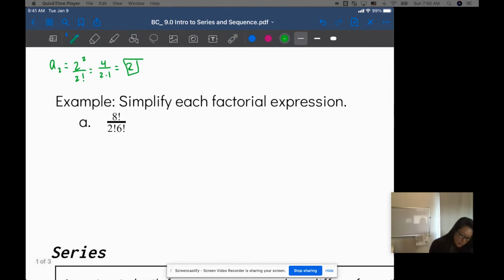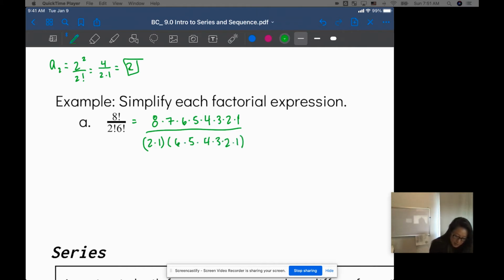All right, so let's practice a little bit with factorials. We just want to simplify these. So 8 factorial over 2 factorial times 6 factorial. I'm going to go ahead and expand them, though you probably are going to get the gist after we do this. So 8 times 7 times 6 times 5 times 4 times 3 times 2 times 1 over 2 times 1 times 6 times 5 times 4 times 3 times 2 times 1. And we see that the only parts of the 8 factorial that get left are the 8 times 7.